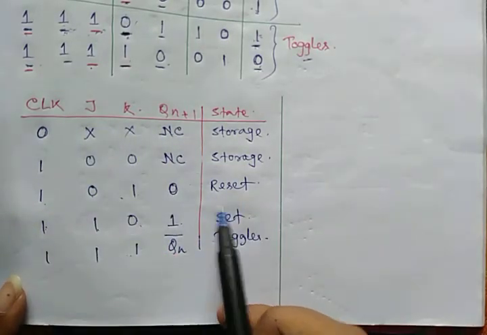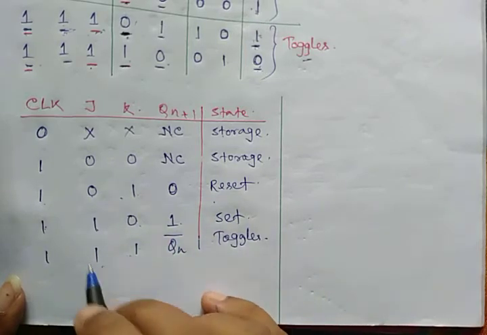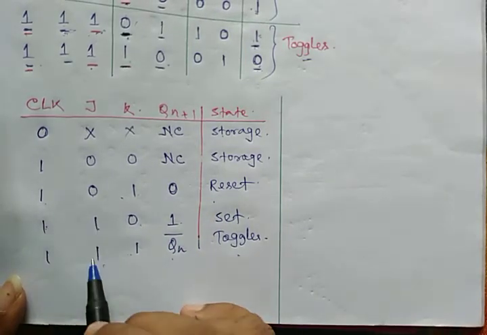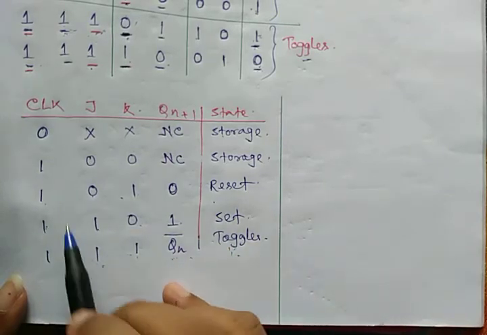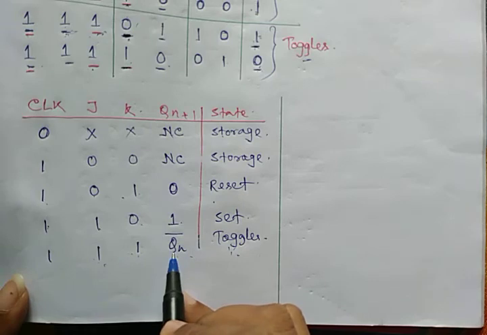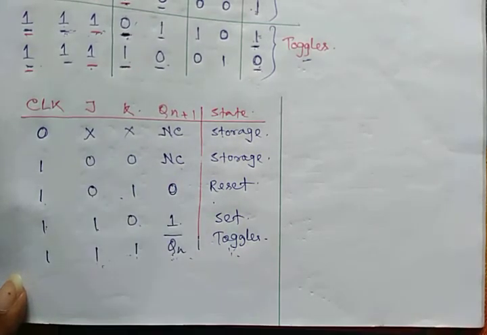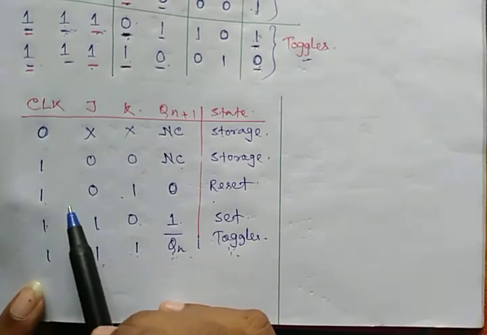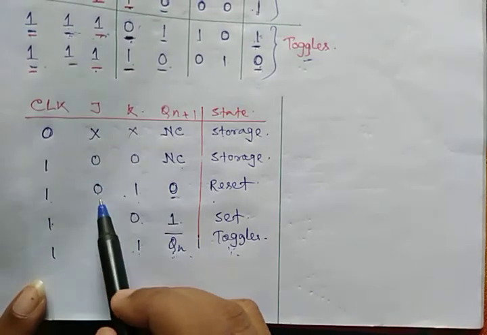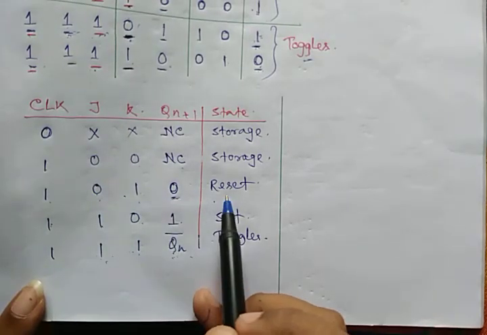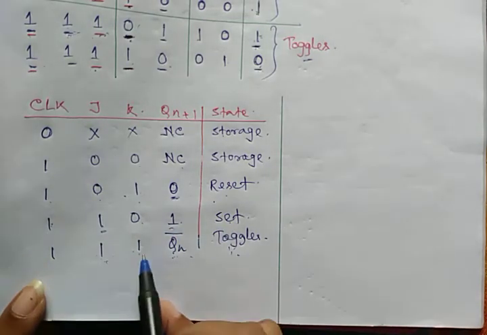This truth table is the same as SR flip-flop. The only changing condition is that the forbidden state when both the inputs are 1 is removed, and here comes the toggle state, which is the inverse of the previous state. So when both the inputs are 0, it is no change. When 0 1, it is Q0. That means when J is 0, output is 0. It is reset. When J is 1, output is 1. It is set. When both are 1, it is toggle.